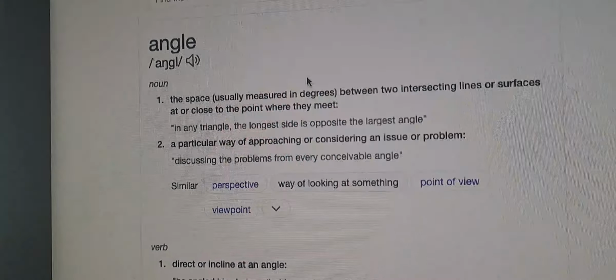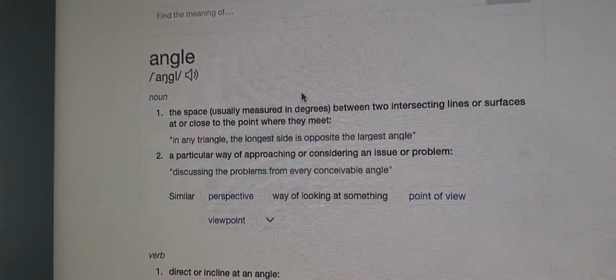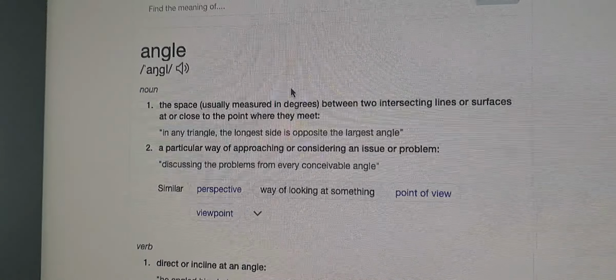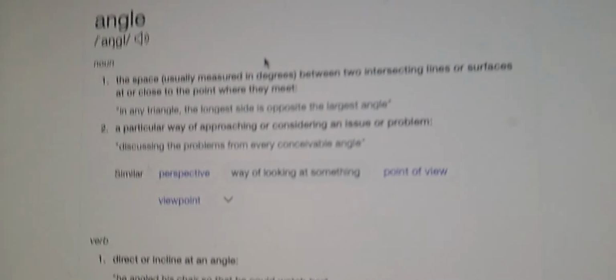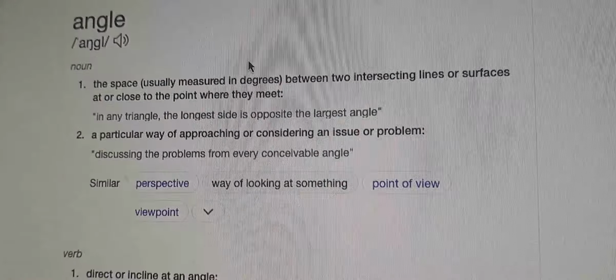Hello people, today we're going to talk about angles, because for me it's just the only thing to talk about. Now technically, an angle is just the space between two intersecting lines or surfaces at a closed point where they meet. But when it comes to the measuring part and degrees and stuff, it gets a whole bit more complicated.